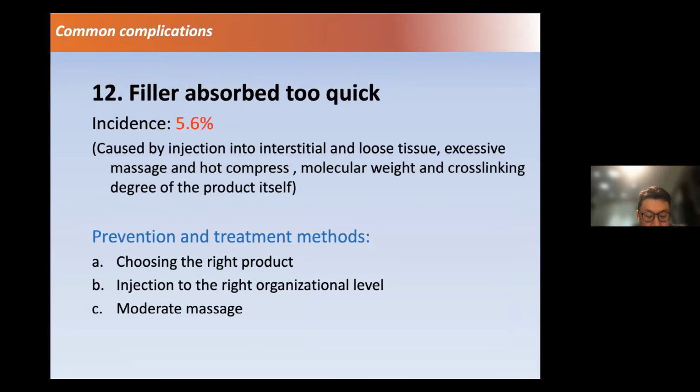And the 12th is fatal toothpick, which is caused by injection into interstitial and loose tissue, excessive massage and hard compress, and molecular weight and cross-linking degree of the products. The prevention and treatment methods include choosing the right products, injection to the right organizational level, and moderate massage.